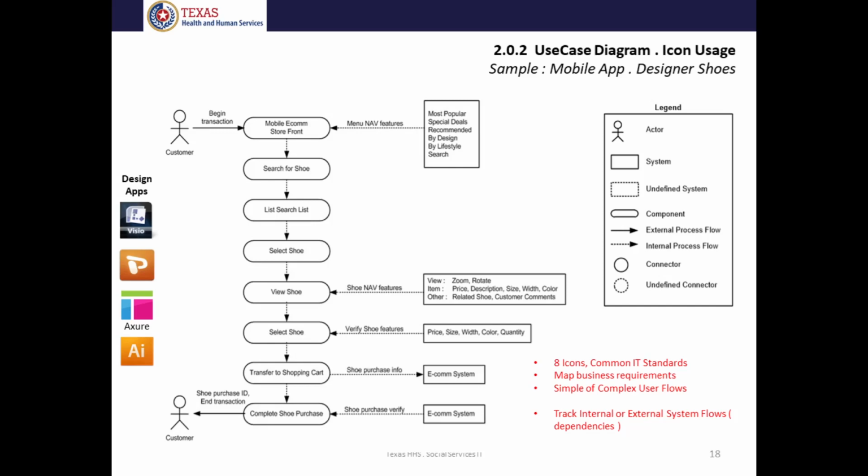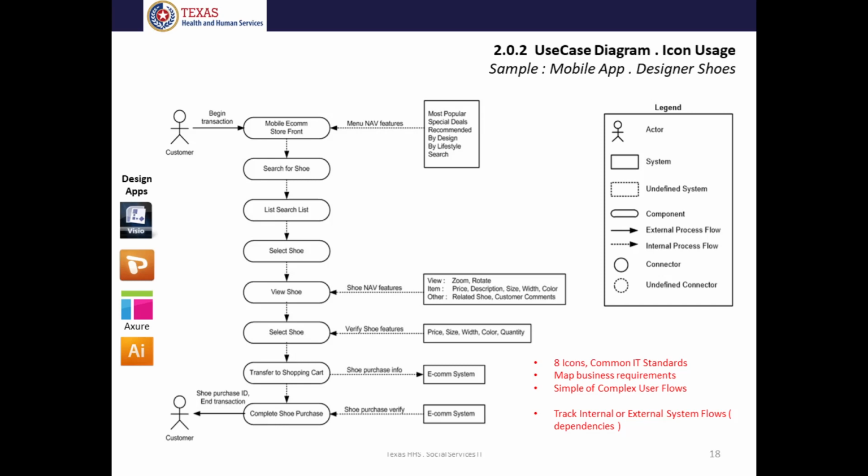2.0.2 Use Case Diagram Icon Usage Sample: Mobile App Designer Shoes. This use case diagram sample demonstrates how to design an e-commerce mobile app to purchase fashionable ladies' shoes. We are tracking only user interaction and logic flow here.